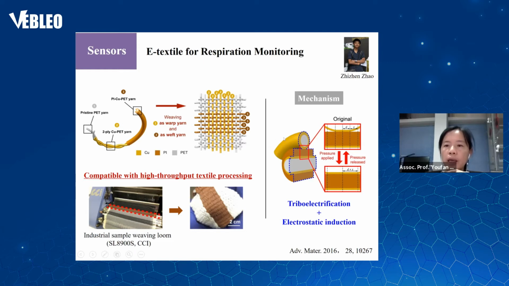And for such a device, we get this kind of fabric, and when it is deformed, an electrical signal will be generated at each intersection between these two kinds of yarns due to triboelectrification and electrostatic induction effects.